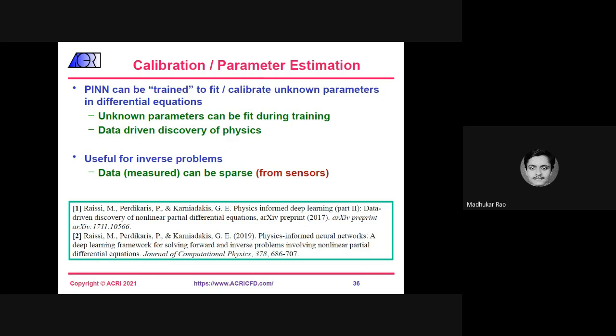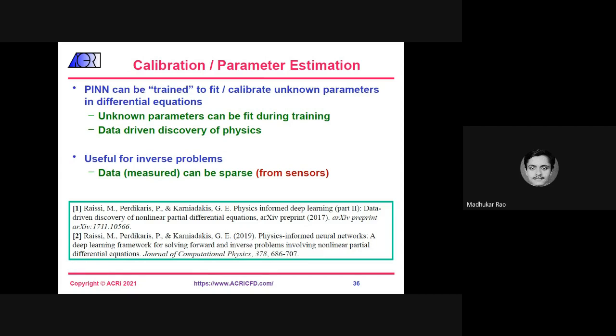And the other case of inverse problems is, suppose you have measured data from sensors. For example, you have some concentration of pollutants under the soil. Then perhaps you can use an inverse approach using PINNs to find the location and the magnitude of the pollutant release in the soil. So that is one potential use of these methods.